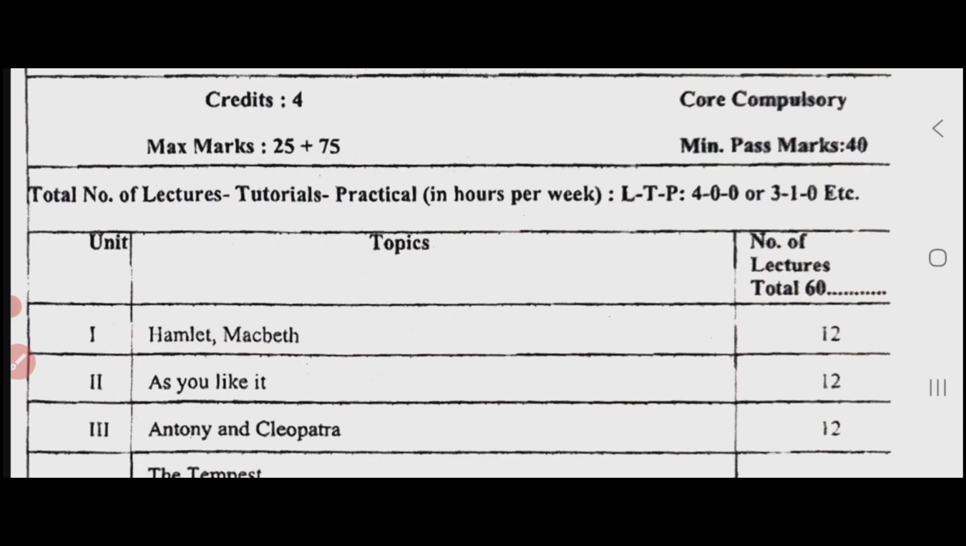Now we come to Unit 3, which includes Antony and Cleopatra. This is one of Shakespeare's great tragedies, dealing with love, politics, power, and conflict. The play focuses on the relationship between Mark Antony and Cleopatra. And here, the important areas for examinations include Antony's character, Cleopatra's character, their love versus political duty, the character of Octavius Caesar, honor and reputation.